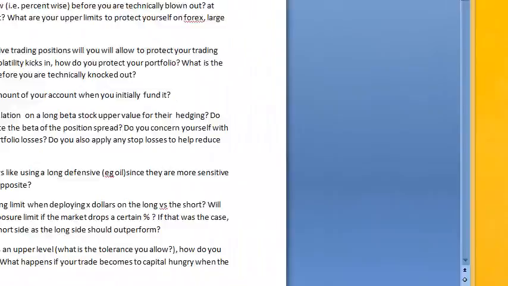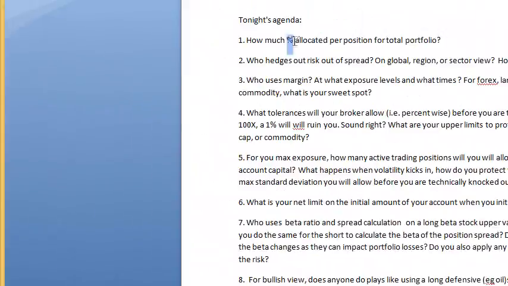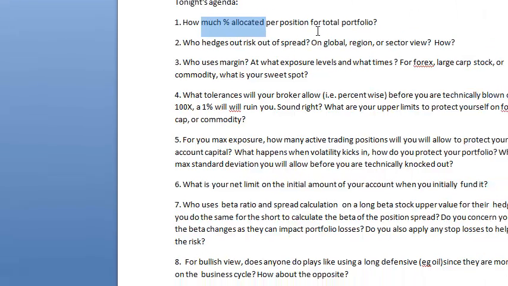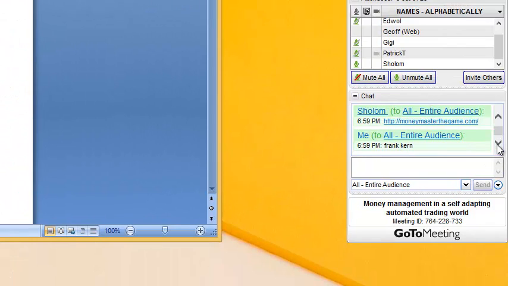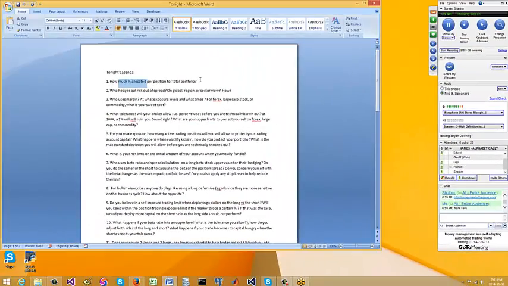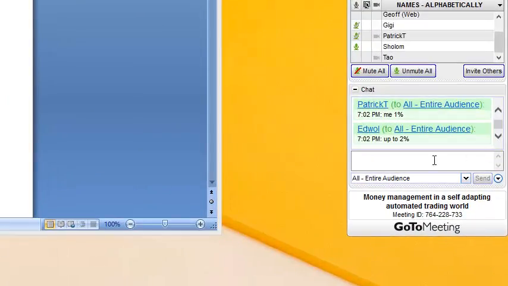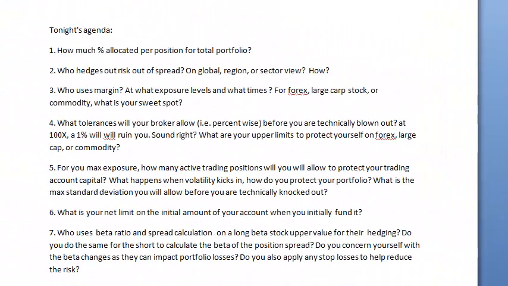So the first one is, how many of you guys are actually allocating a percentage on how much you are willing to put at risk for each trade on your total portfolio, and what's that percent that you allocate for each position? Anybody want to give me a figure? If it's 5%, 2%, 10%? Go ahead, Jeff. Yeah, 2% on every position. You said 2%. Okay. Edwell says 2%. Shalom says 2%. That seems to be universal.